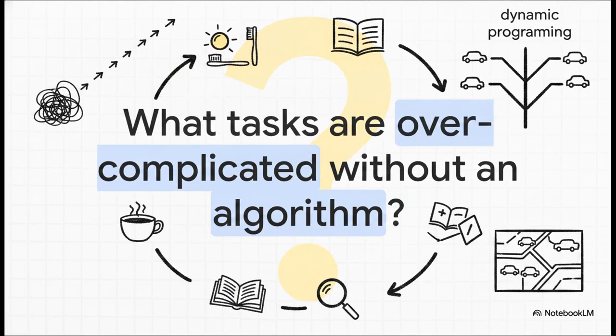We've just seen how unbelievably powerful algorithmic efficiency really is, right? From just finding a simple page in a book, all the way to navigating crazy city traffic. So I want to leave you with this provocative thought. What human tasks in your own everyday life are you completely overcomplicating because you aren't using an optimized algorithm?